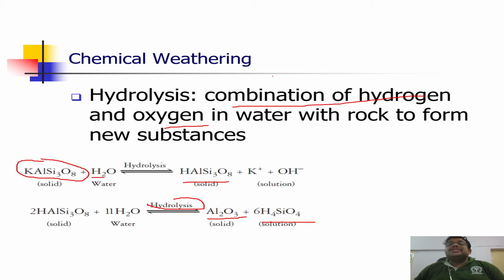I would say that it is the most important process as far as chemical weathering is concerned. This hydrolysis process is basically changing the whole chemical structure of a molecule and producing a totally new molecule. For example, we started with feldspar, and at the end of this hydrolysis process we get alumina, which is aluminum oxides, as well as silicic acid. So this is the hydrolysis process.